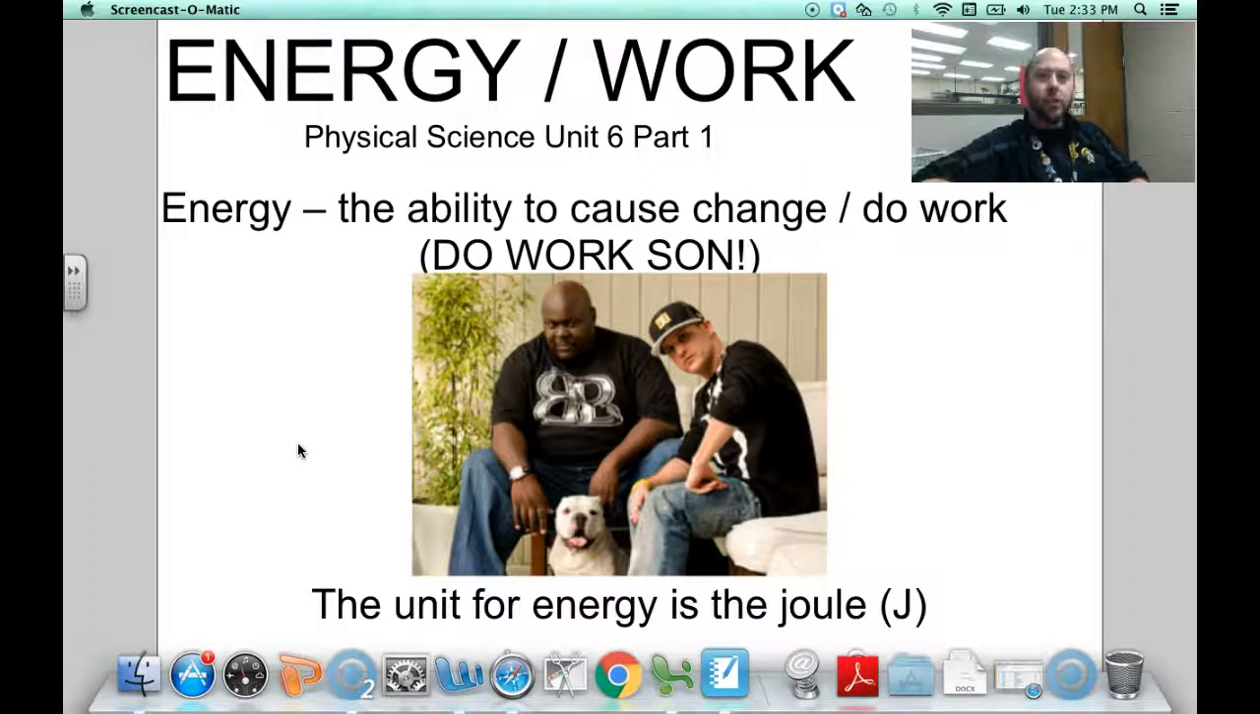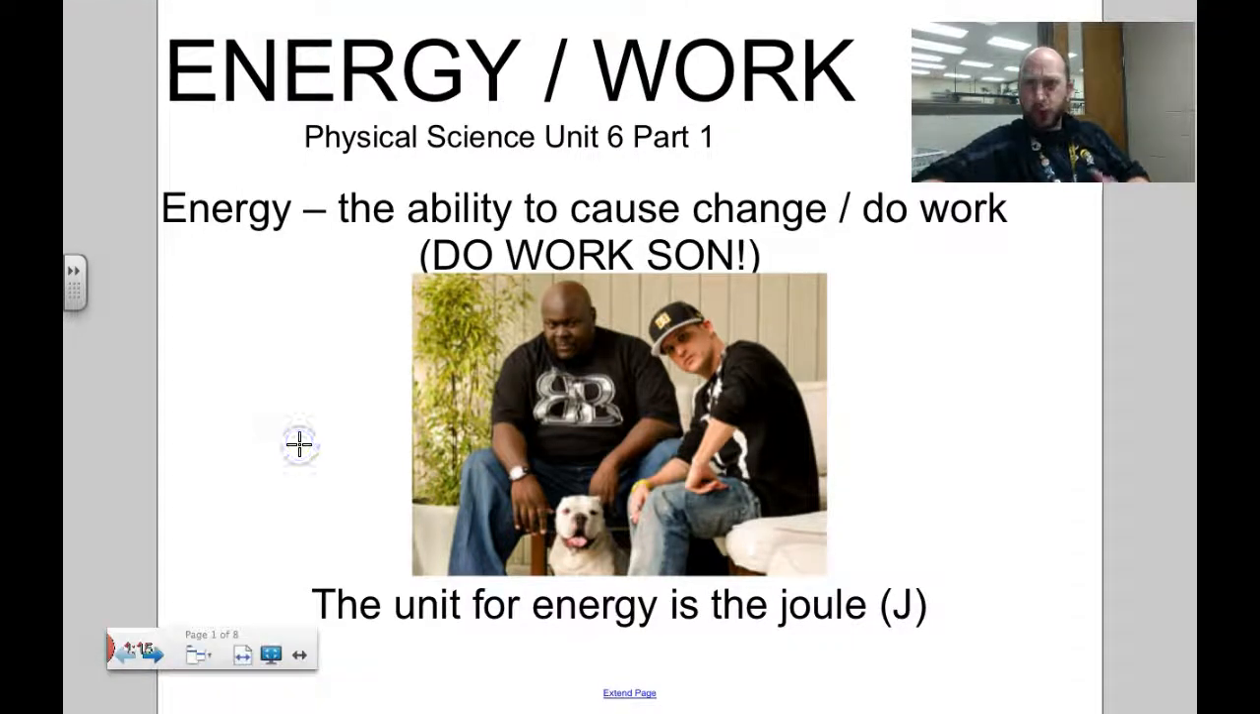But again, energy is the ability to do work. The units for energy and work are the joule. Now, it is important to understand that work and energy are synonymous. They basically mean the same thing. Work is energy, and energy is work. Later in another video, we'll explore ideas like kinetic and potential energy, but this one's focusing just on work.